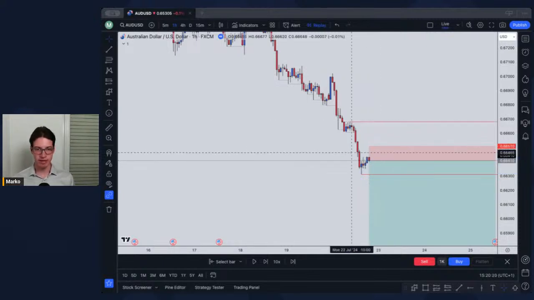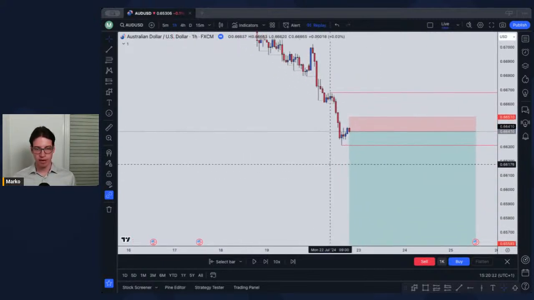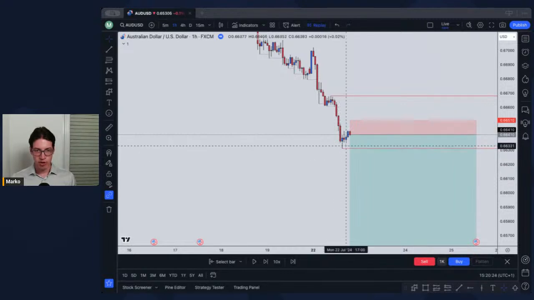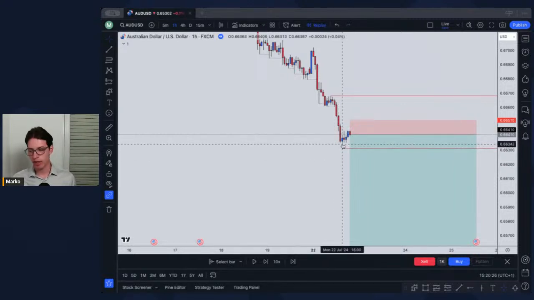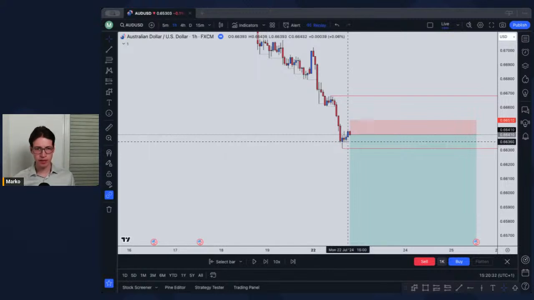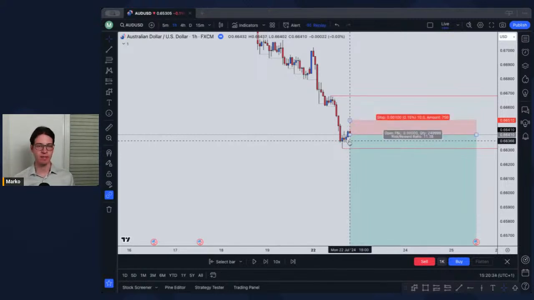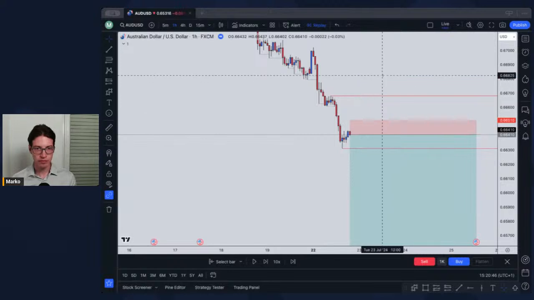Well, basically, the warning signs were this wick. The large wick was definitely a warning sign. And the fact that it was Monday. So Mondays and Tuesdays, I tend to be a bit more careful. Again, they are predominantly range-bound days. So just that it was Monday, that was a warning sign in and of itself.